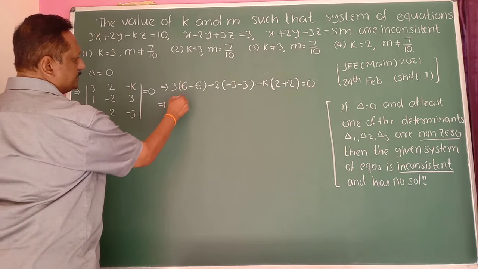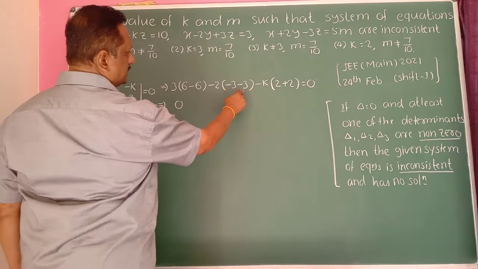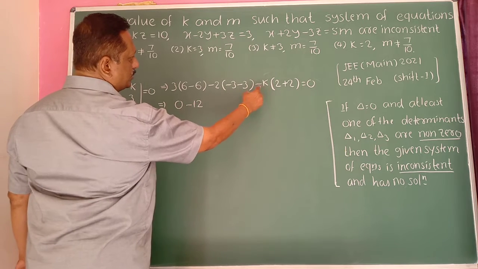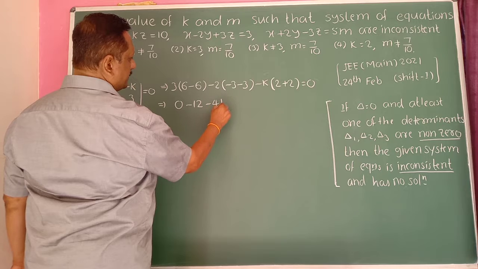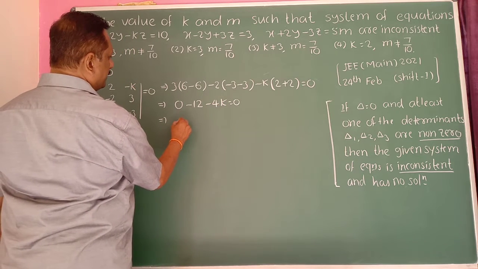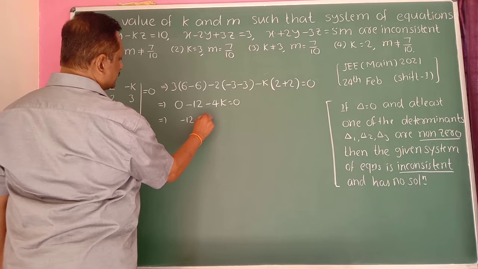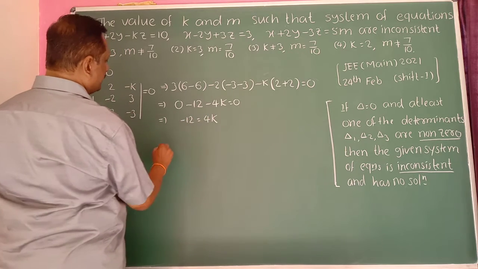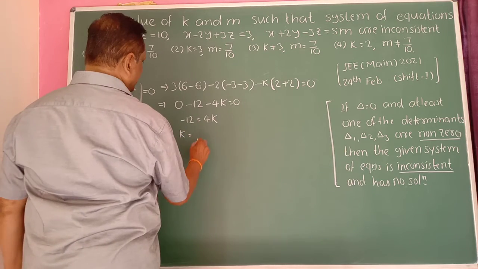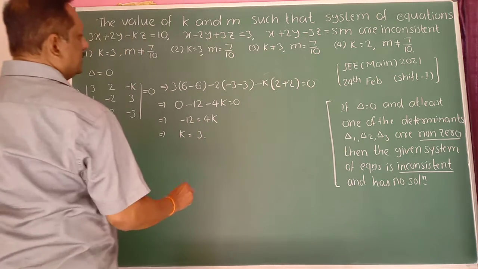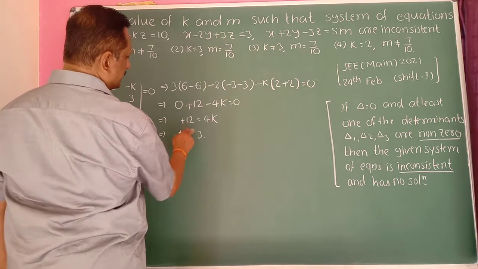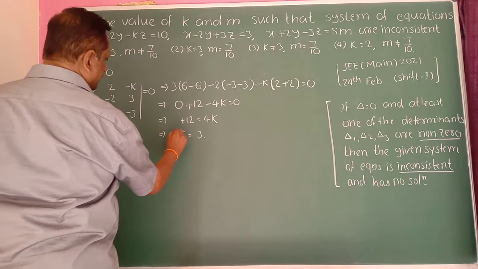So this becomes 0. 3 plus 3 is 6, minus 6, 6 twos are 12, minus 12, 2 plus 2 becomes 4, minus 4k, that is equal to 0. Therefore minus 12 is equal to minus 4k. Minus into minus becomes plus, so 4 cancels with 4. The value of k is equal to 3.